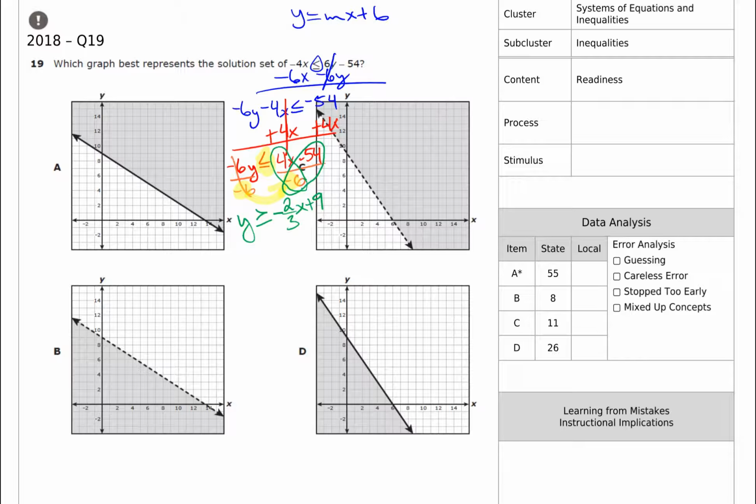So now we can check our y-intercepts for the graphs. That's at 9, 9, 9, 9. So we don't eliminate anything on the y-intercept. Now we check the slope. It's negative 2/3. That's down 2, right 3. That's okay. Down 2, right 3. So C is out. Down 2, right 3. That one's fine. Down 2, right 3. D is out.